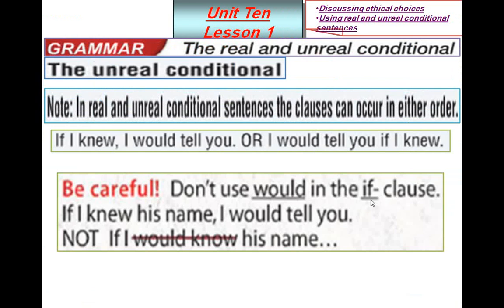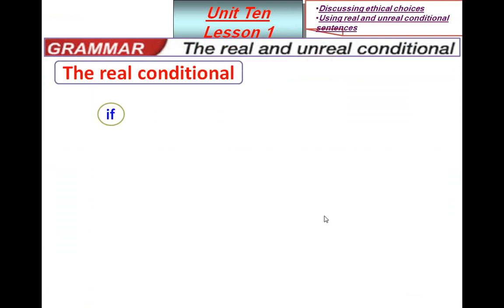Be careful, don't use would in the if clause. Never use will or would in the if clause. Can I say if I would know his name? No, never say that. If I, simple past, knew, that's the second form of know. If I knew his name, comma, I would tell you. That's agreed. Very good.